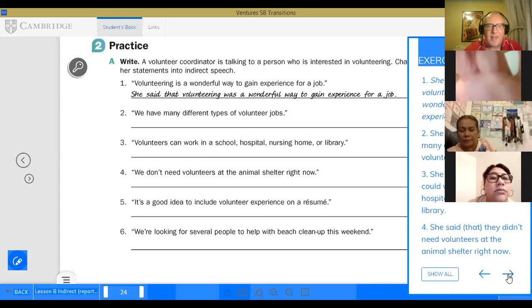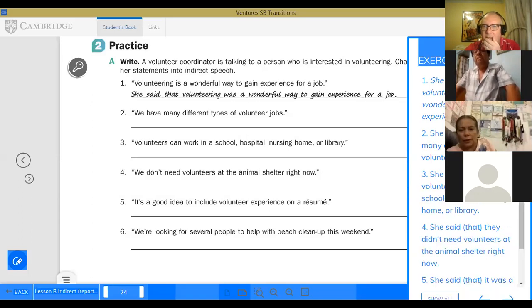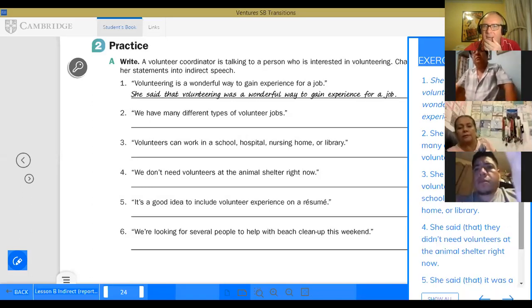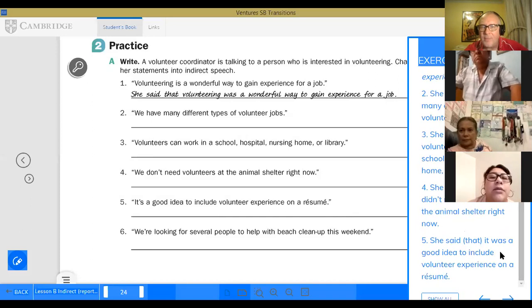Next, number 5. "It is a good idea to include volunteer experience on a resume." She said that it was a good idea to include volunteer experience on a resume. Exactly. It was a good idea, right? She said that it was a good idea. Okay.